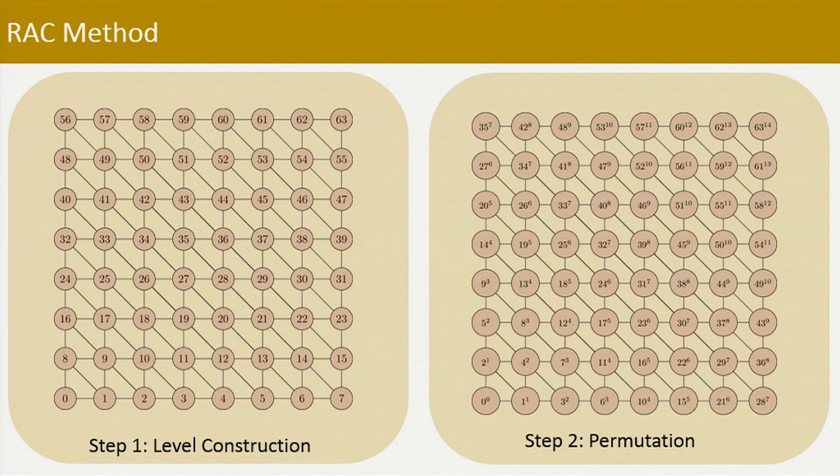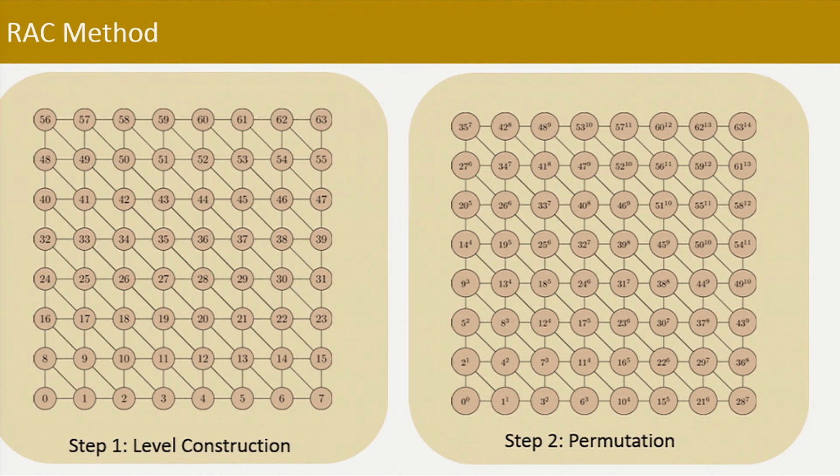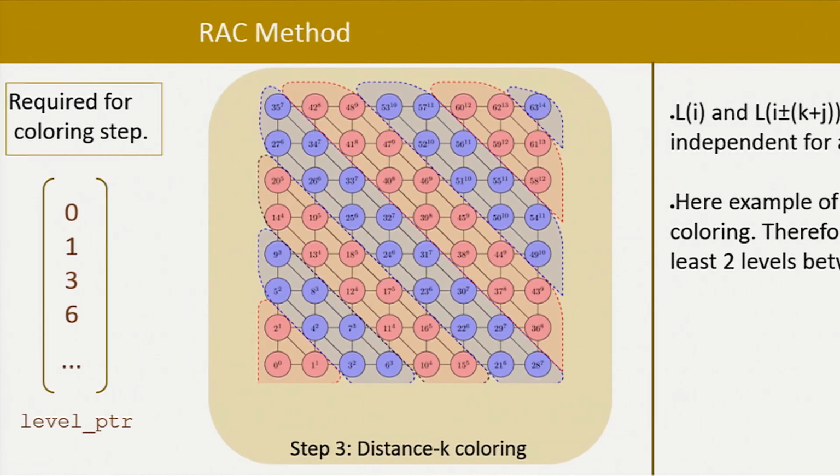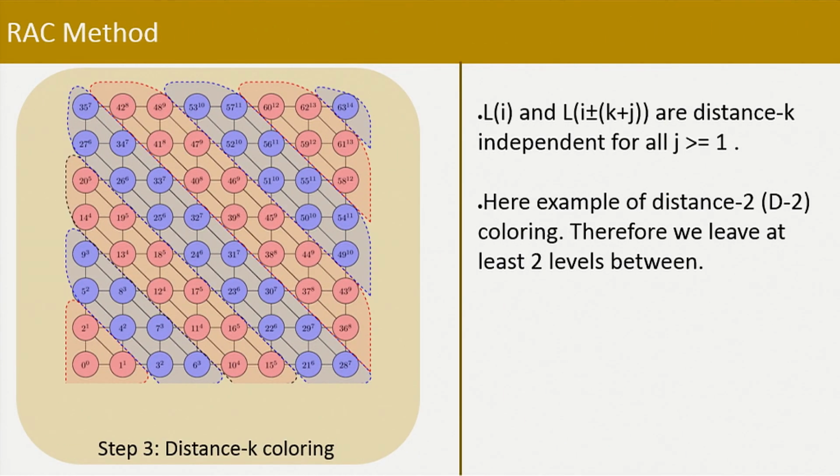The procedure till here was similar to any bandwidth reduction algorithm. But since now we need to color the matrix, we need to store additional information of levels. This is done using a level pointer, which points to the first elements of each level. In the next step, using this level pointer, we do a distance k coloring. K is 1 in case of distance 1 dependent kernels like Gauss-Seidel, and 2 in case of distance 2 dependent kernels like symmetric sparse matrix vector or Kuxmax.